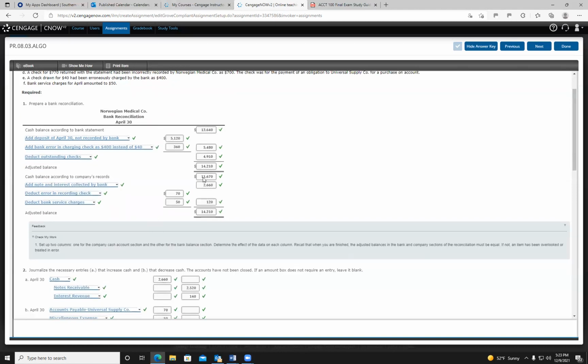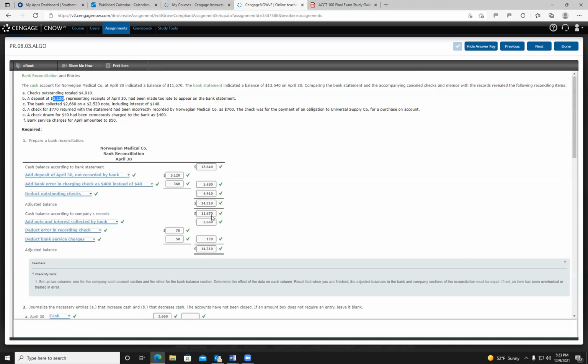On the book side of the house, we started out with a balance of $11,670. The bank collected a note on our behalf for a total of $2,660. The note was $2,520, and it included an interest payment of $140. So we're going to add in that note plus interest of $2,660.